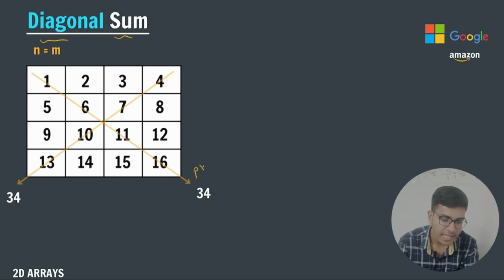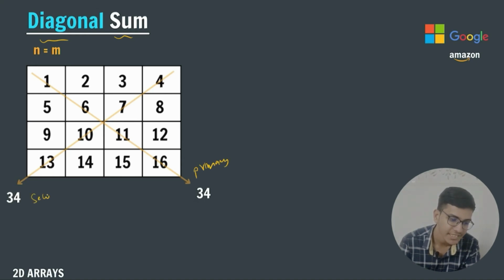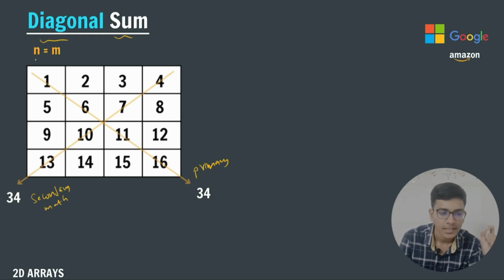So this first diagonal is known as the primary diagonal, and this is known as the secondary diagonal. The student who studied maths might already have understood the pattern in this question and how we can calculate the sum of the primary and secondary diagonals. Here there is one condition: the given matrix should be a square matrix.